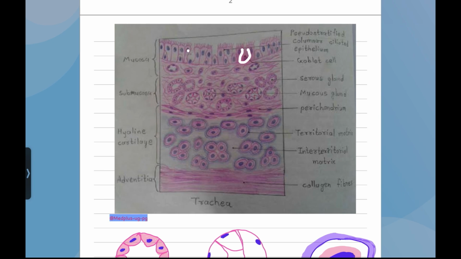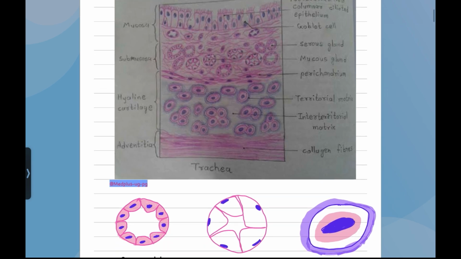And in between that we have goblet cells, which trap dust particles. Cilia help to remove the mucus. And this is the submucosa. It contains serous glands, mucus glands, and connective tissue.